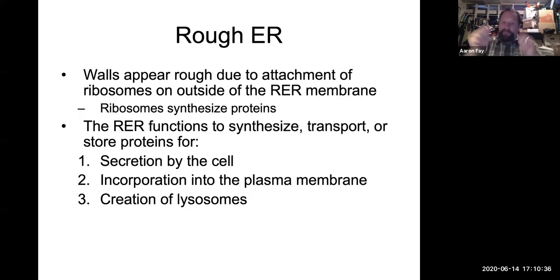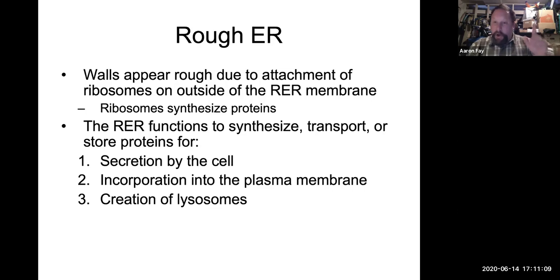Rough ER is rough because it has ribosomes attached to it, right? This is intimately involved with the production and then transportation of protein in this area. For reasons I'm going to explain in a second, if you want to make a protein that ends up on the surface of the cell, if it's going to go to an organelle, or if it's going to be secreted outside the cell, that protein must be made inside the rough ER.